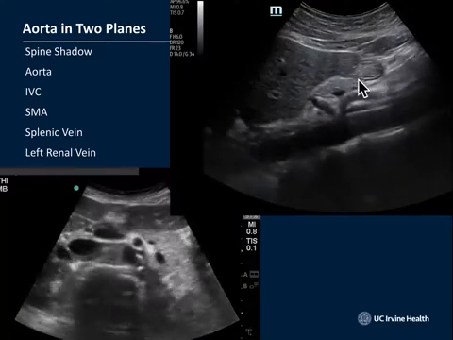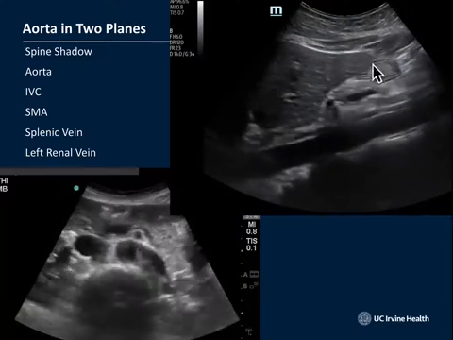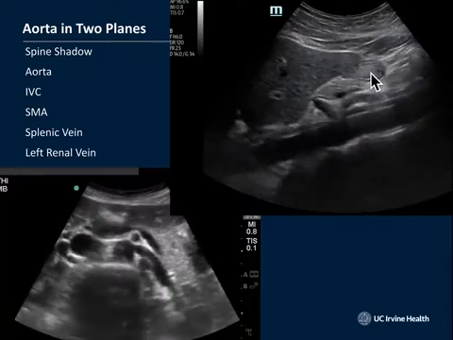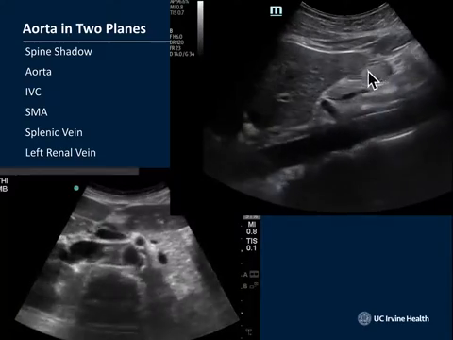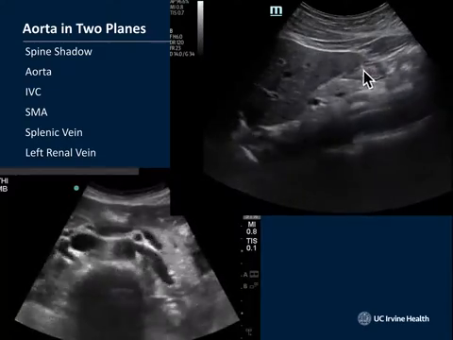The duodenum is seen up here, with some material in it here adjacent to the liver. People always see this duodenum and wonder what it is. So now you know what it is.